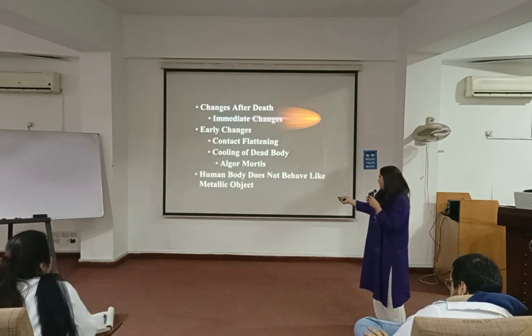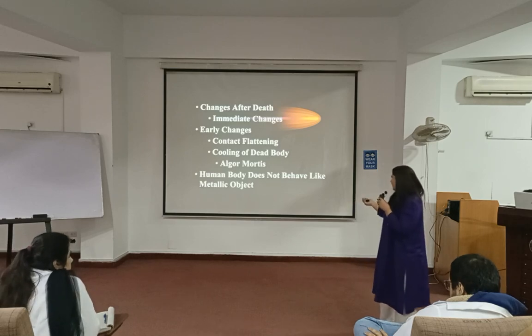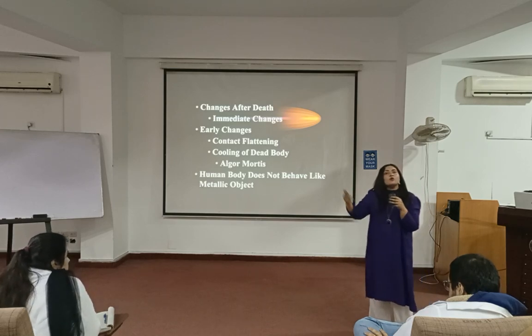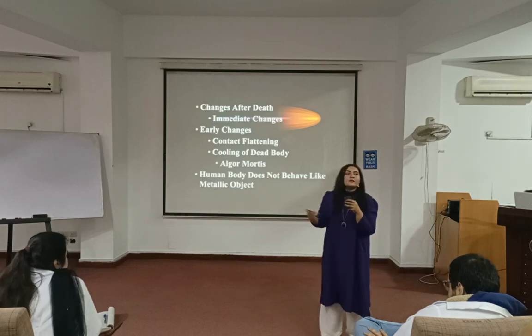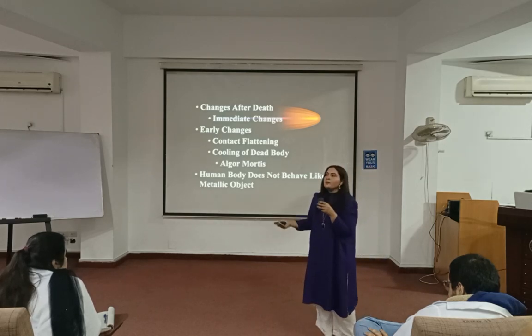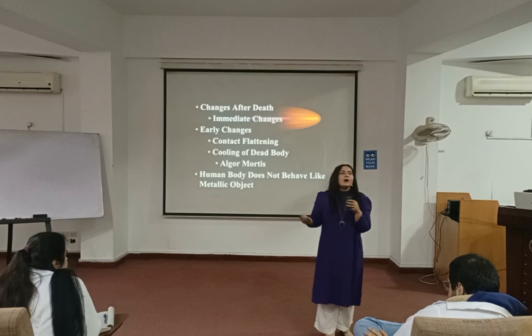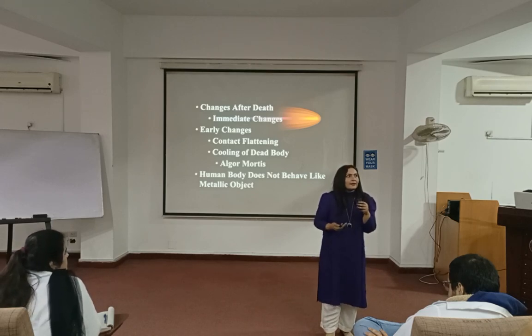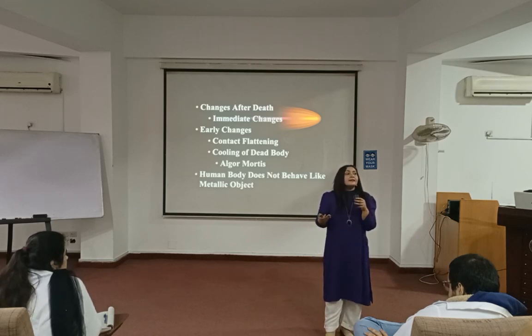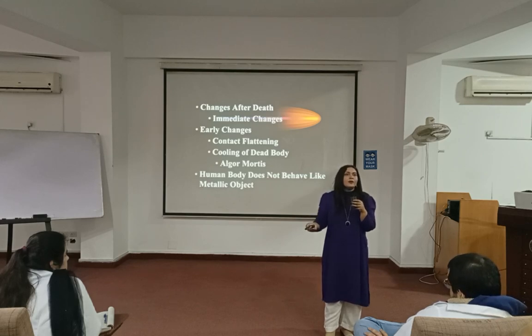Then human body does not behave like a metallic object. You know about that. You know about the two graphs. One is for the metallic one and one is for the human body. The shape of the graph in the human body in postmortem cooling is of what? It's known as sigmoid shape.